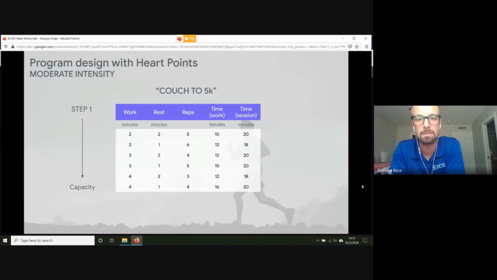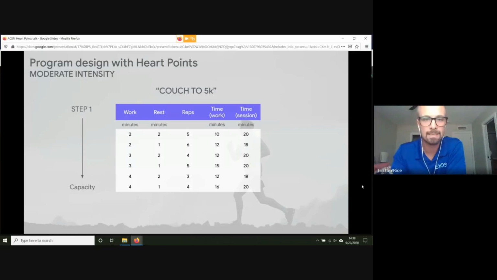And so when I go from 2 minutes on, 2 minutes off, that's a 1-to-1 work to rest ratio, progress all the way down, 4 minutes on, 1 minute off. That's a 4-to-1 work to rest ratio. Right now, you can see that you are significantly increasing the amount of time that you're working within that session. And because you're significantly increasing the amount of time that you're working in that session, you're going to improve the ability of that individual to be able to work for longer. You're going to improve their capacity.